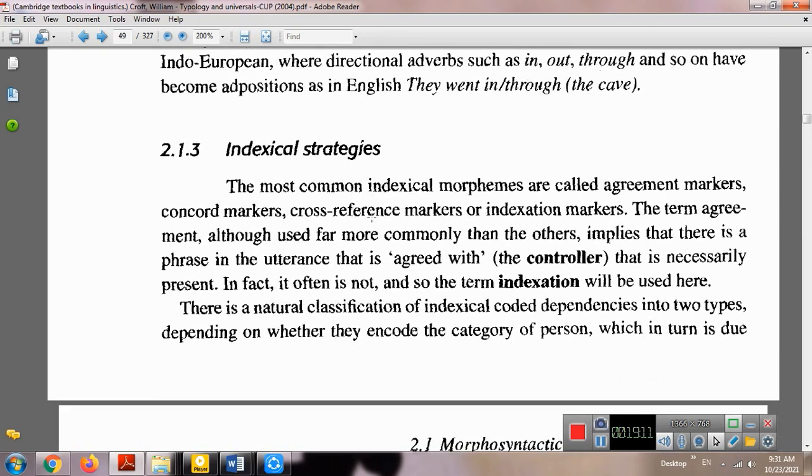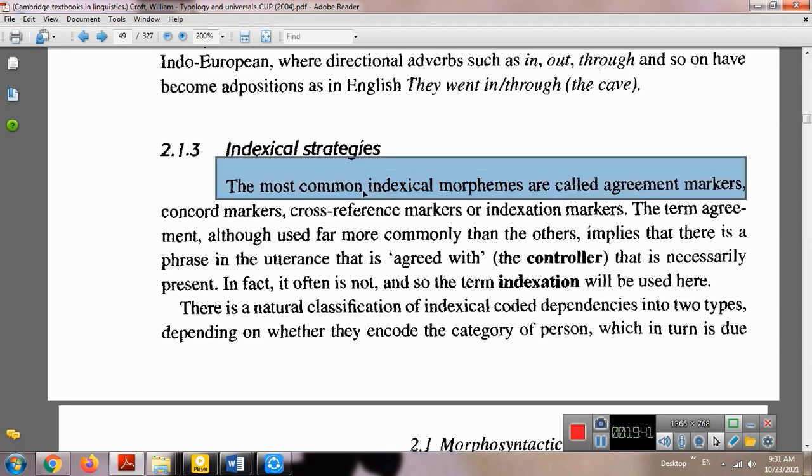Indexical strategies. The most common indexical morphemes are called agreement markers, concord markers, cross-reference markers, or indexation markers. You should know all of these terms. We have here 4 types of indexical morpheme. The most common indexical morphemes are called agreement markers. We call most of the indexical morphemes agreement markers, concord markers, cross-reference markers, or indexation markers.